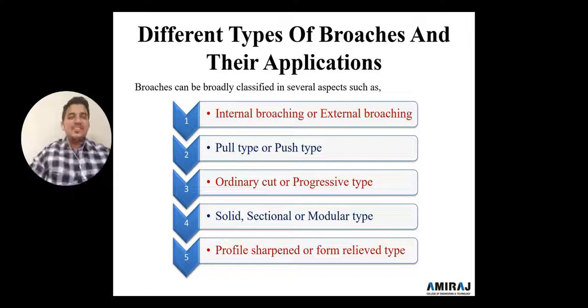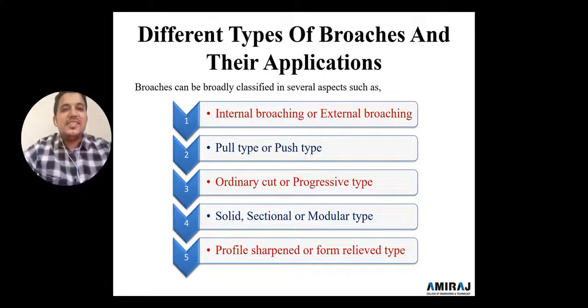Morning everyone. So we start with our remaining point in manufacturing process, chapter number 7, broaching machine. In the second part we have to learn different types of broaches and their applications. Yesterday we learned about the principle of the broaching operation, tool types, and the main function of the tool and the main components that we learned.